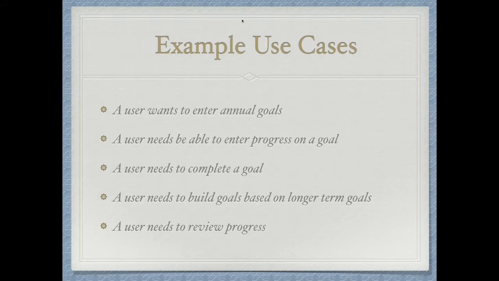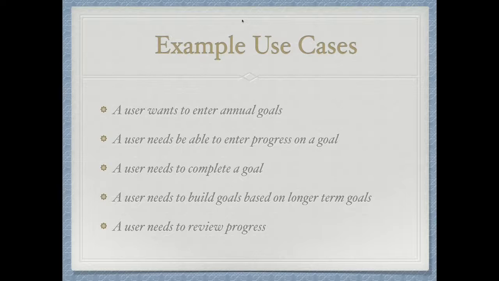So, some example use cases. Really a use case, like I said, is a real world task, and it ends up being a path through the application. So in our case, a user wants to enter annual goals. If we're going to be able to track them, obviously one of the use cases is that they've got to be able to enter them. They need to enter progress on them. They want to be able to track how they've progressed on them. They need to be able to complete a goal. It's very similar to progression, being able to enter progress on a goal. Also, they want to complete it. Those may be combined, but it's just to give us some extra granularity.